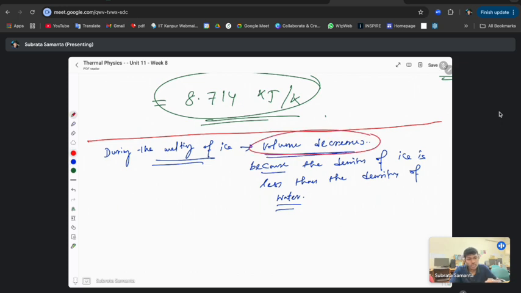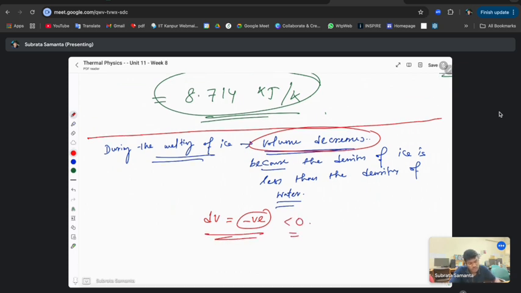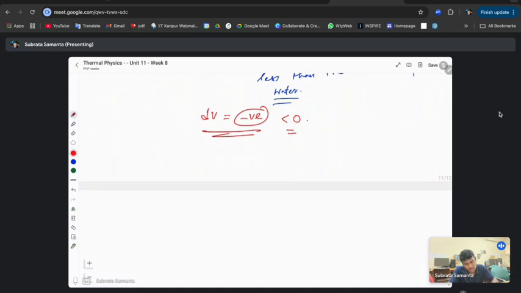So if the volume decreases, then dV is negative, right? Because dV is basically V2 minus V1. So if V2 is less than V1, then dV is negative. Then, with dV negative, dW, which is minus P dV, is positive, right?